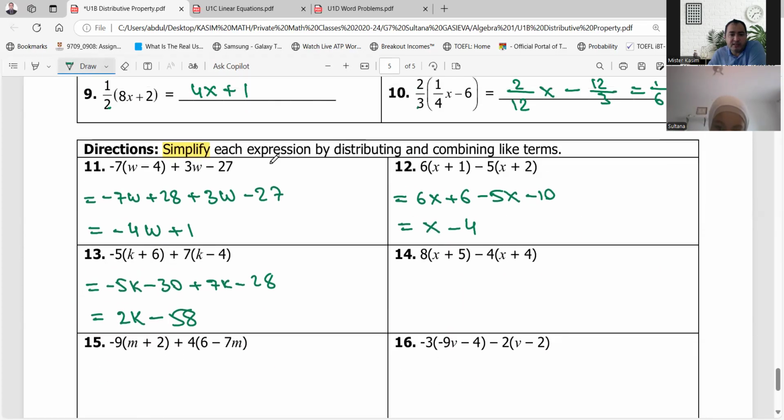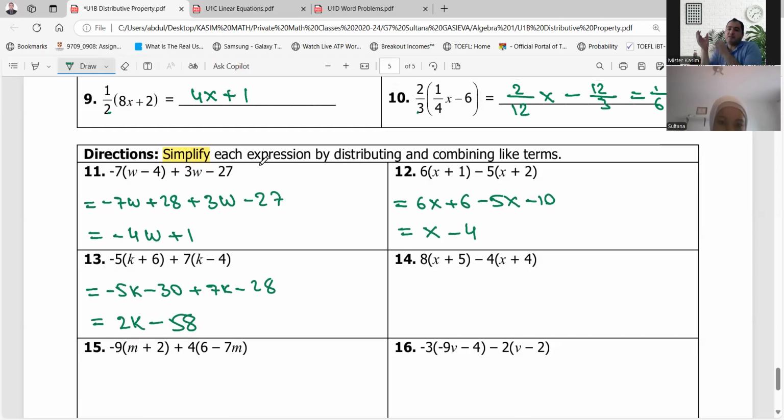And this question is saying simplify, right? That means open parentheses and simplify, which means combine like terms. So the answer can never have parentheses. If you have parentheses, that means you didn't simplify it. It may be equal, but you didn't simplify. Simplify means you need to open all parentheses and combine like terms. Okay.